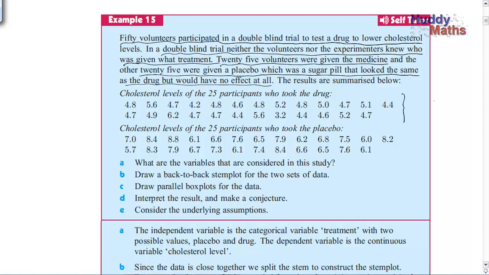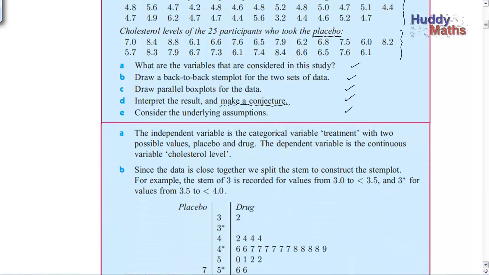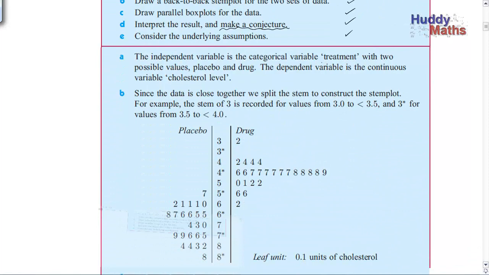Cholesterol levels of the people who took the drug. Second set of data, cholesterol levels of people who took the placebo, a substitute for the drug. Okay, what are the variables? Draw back-to-back stem plots so we can compare the effect of the drug and nothing on the people. Does the drug have actually any effect? Draw parallel box plots. Interpret the result and make a conjecture. So a conjecture is your proposal or summary of what you think is going on there. Consider the underlying assumptions. Okay, let's go down and have a look at what happens. So here the independent variable is the categorical variable treatment.